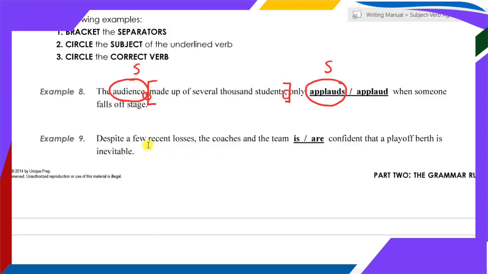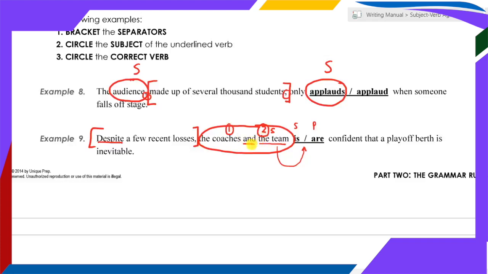That's really mean. Anyway, example 9, we are going to bracket despite a few losses because that is a prepositional phrase separator. Despite is a preposition in this case. Then we have the coaches and the team. Now, students sometimes get fooled into thinking that because team is bumped up right next to this verb, and team is a collective noun, they think team is singular, therefore I need the singular verb is. However, what you actually have here is a compound subject joined by and, so here are your two nouns in the compound subject, the coaches and the team.